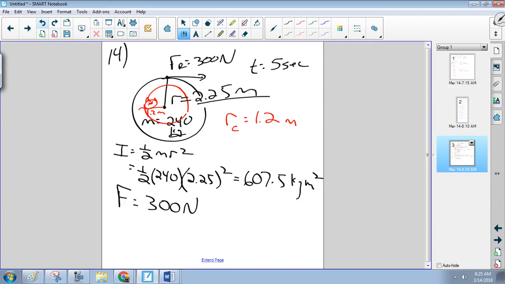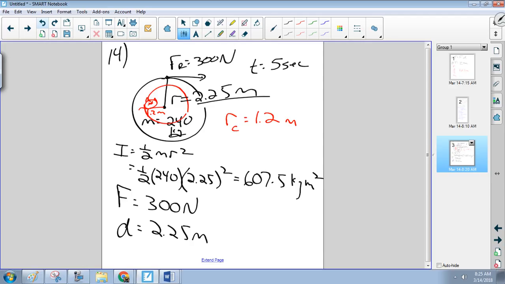What's the length of my lever arm, you guys? 2.25, right? Because the force is exerted at the outside edge, so my lever arm is also 2.25. So it is possible for your lever arm to equal your radius, but not necessary. Sometimes they're equal, sometimes they're not.